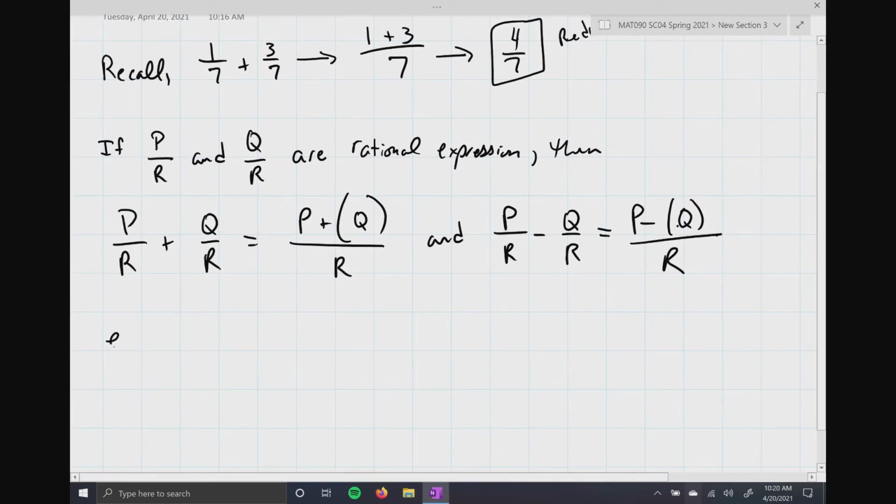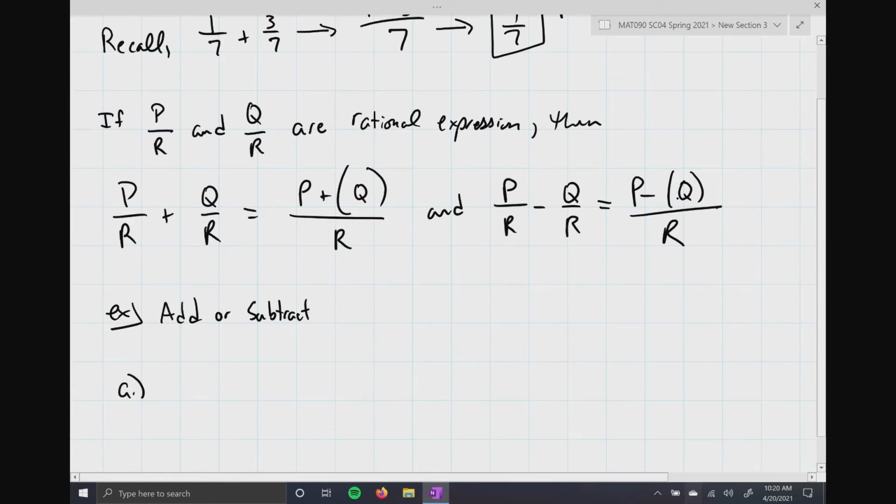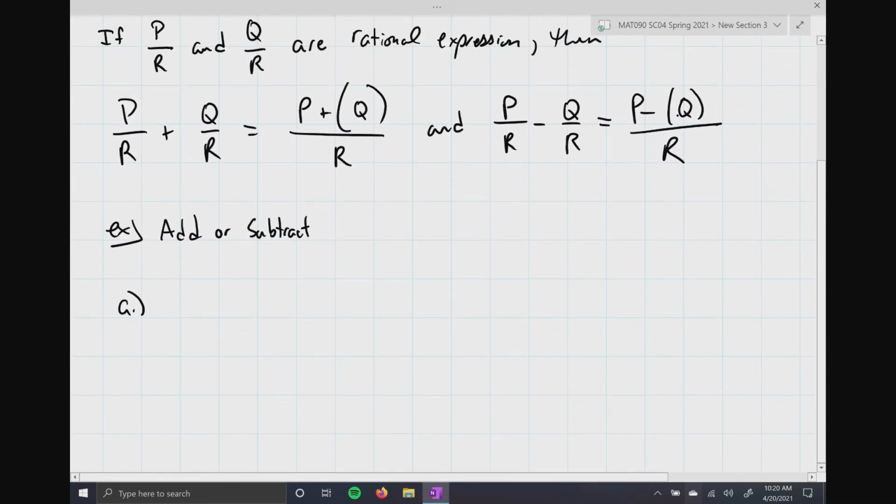We're not going to go crazy with this. All I want you to do is add or subtract the following problems. So part A. All right? 5m over 2n plus 6m over 2n. Like I said, we're going to keep it simple.